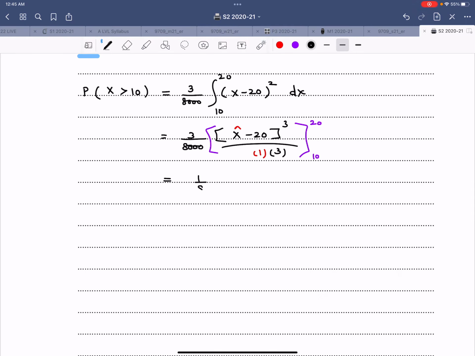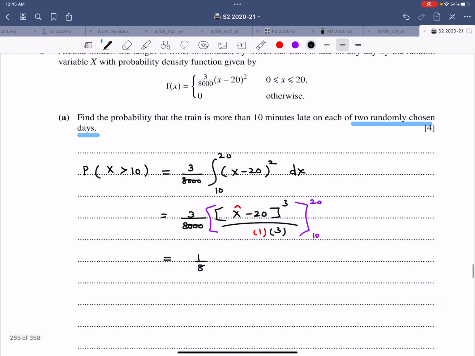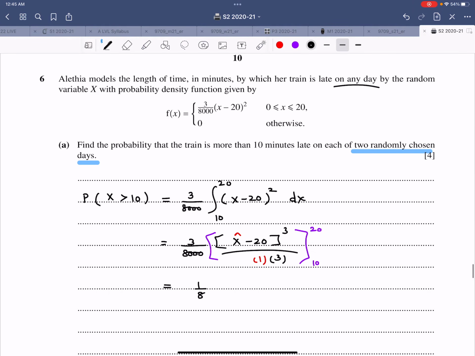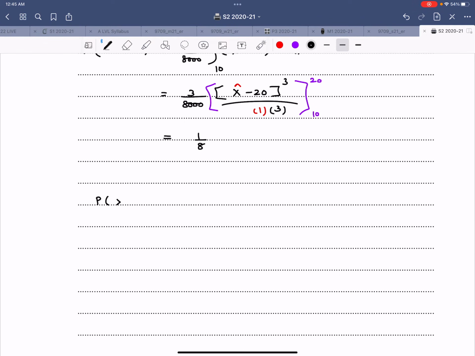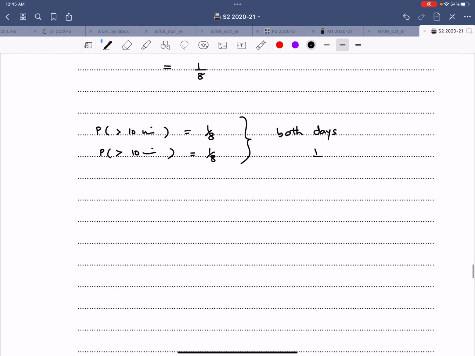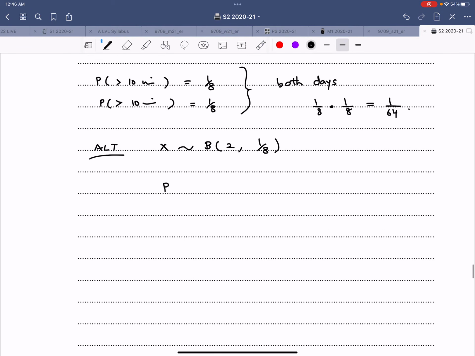So this comes out to be 1 over 8. So this is for a particular day, on any day. So probability of greater than 10 minutes on day 1 is 1 over 8. Probability greater than 10 minutes on the other day is 1 over 8. So both days. As such, there is no need of using the binomial. That's 1 over 8 into 1 over 8. That is 1 over 64. If you want to, you can use binomial. X follows a binomial distribution, 2 days, and probability of success is 1 over 8. Probability X is equal to 2, that's 2C2.